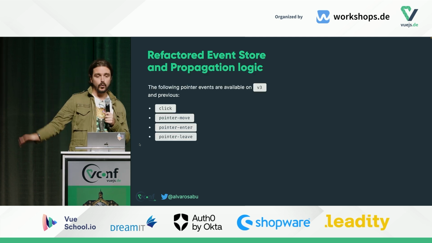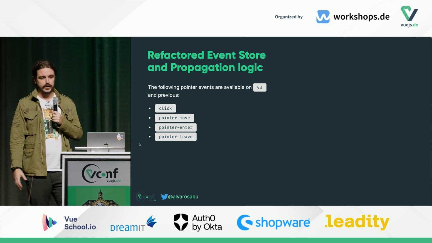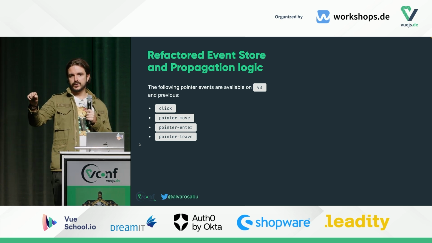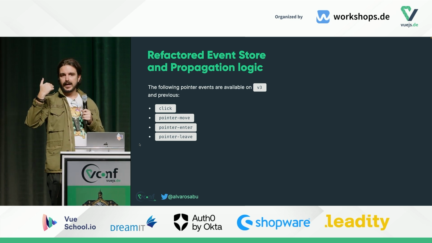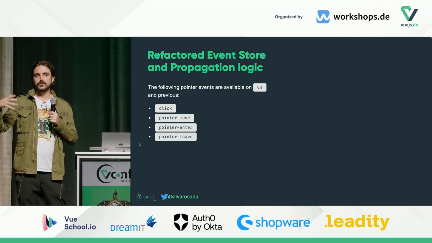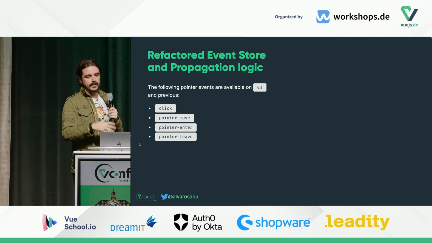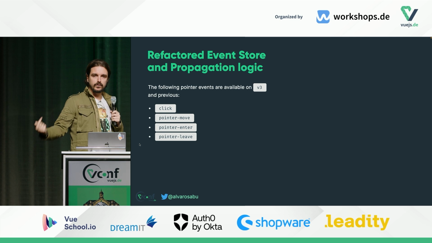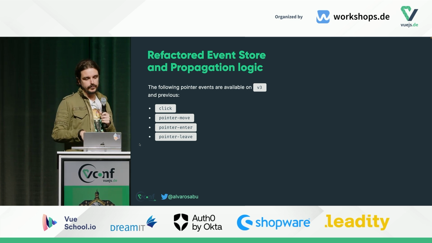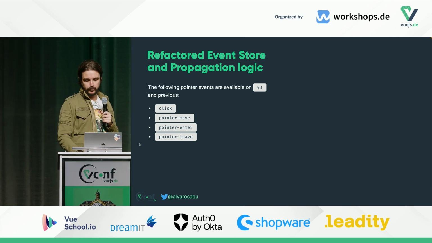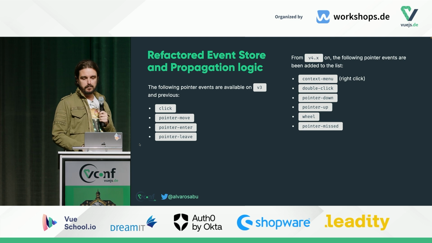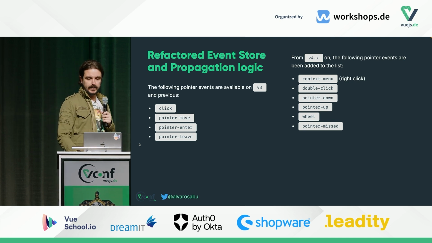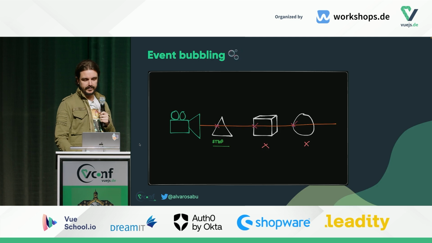Then we refactored the whole event store and propagation logic. What are events? You click on a 3D object, and you need to know that object was clicked. So if you want to change, I don't know, its color, we had click, pointer move, like a hover effect on the 3D elements, pointer leave, and pointer enter. But for version 4, we added context menu, so right click, double click, pointer down, pointer up, wheel, and pointer missed.